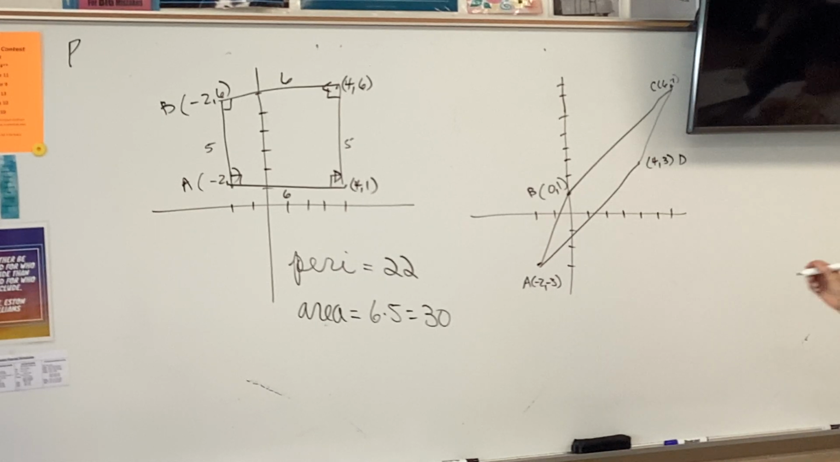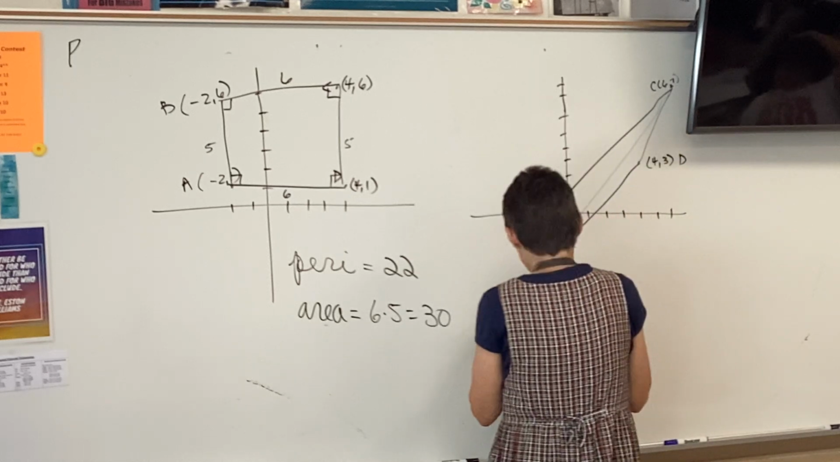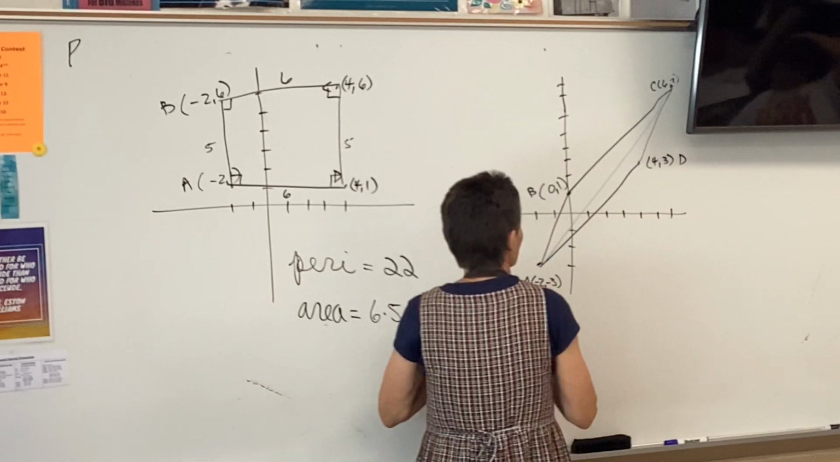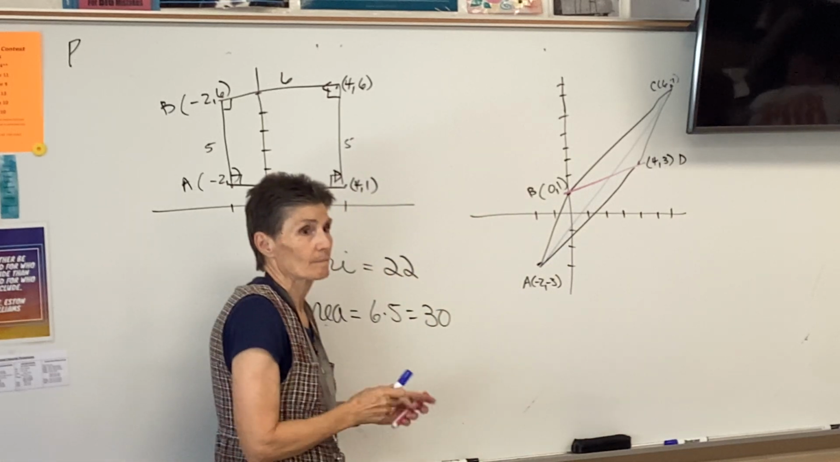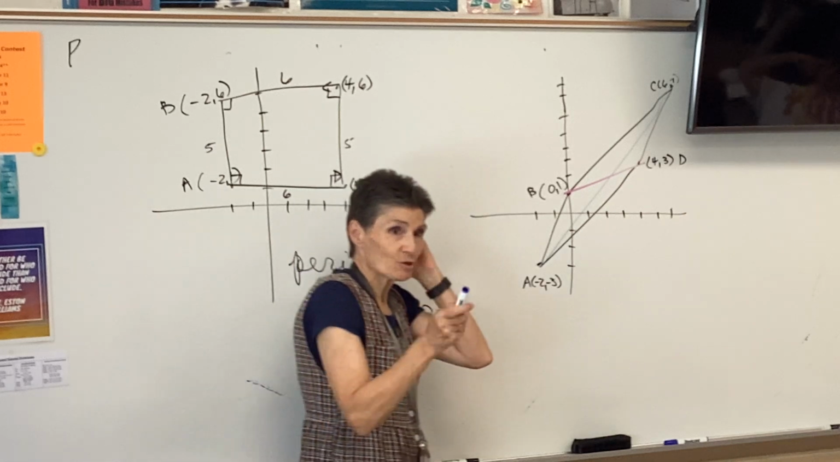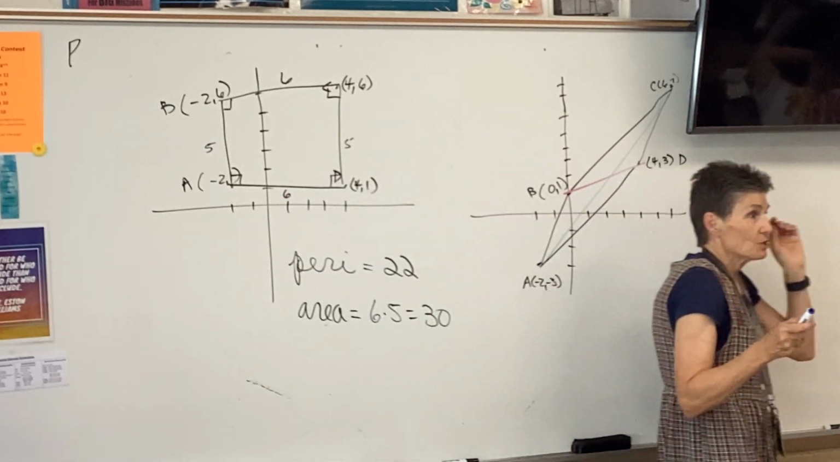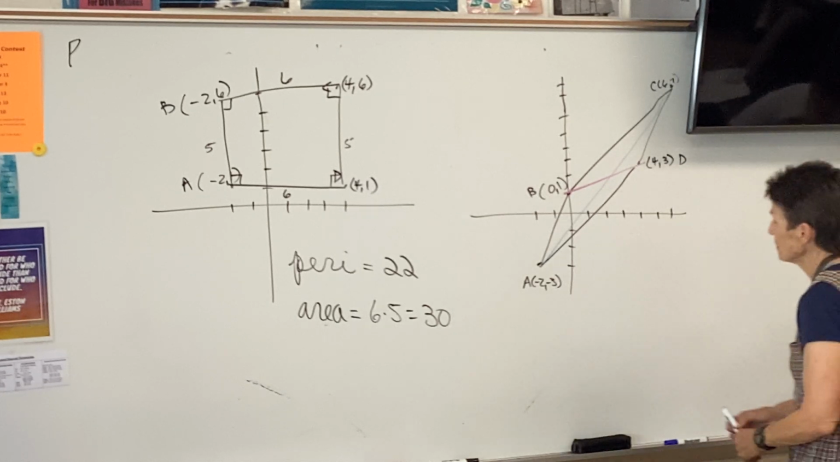So what are the diagonals? AC, so 6, 7 actually, and BD are the diagonals. What could my strategy be to prove that they bisect each other? We find the midpoint of both, and what's going to happen, hopefully, is it's exactly the same. So we're going to find the midpoint of each segment.